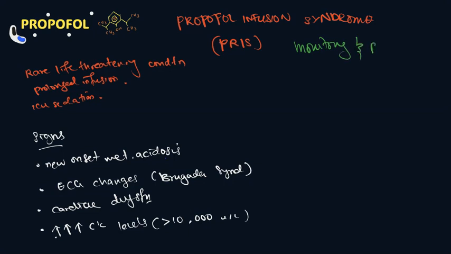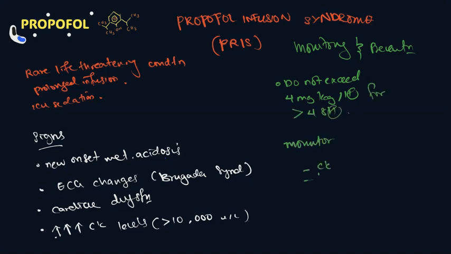So what are the precautions that we have to take, and what are the parameters that we have to monitor? Do not exceed the use of propofol at 4 mg per kilogram per hour for more than 48 hours, and monitor for CK, lactate, triglyceride, ECG, and ABG for acidosis.